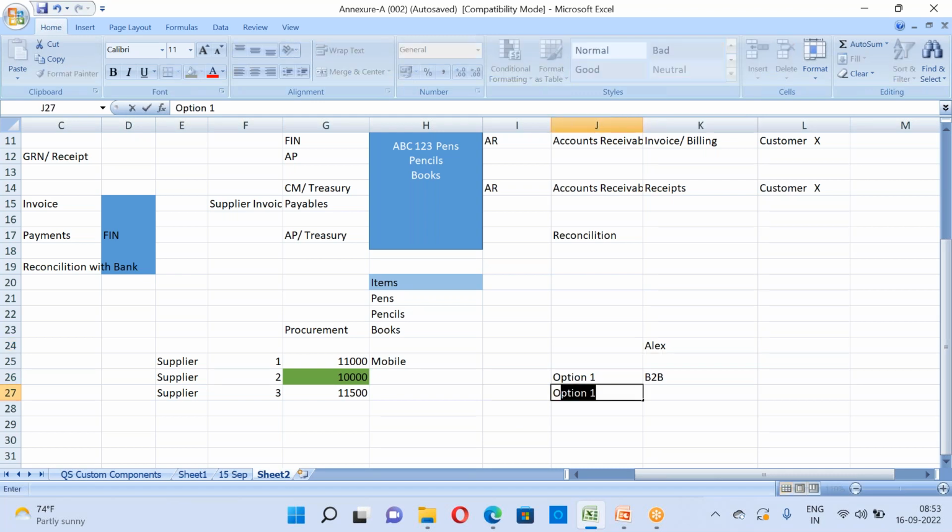And option two is, as an entity, Amazon first asks the supplier to ship this material to Amazon inventory, the Amazon facilities.